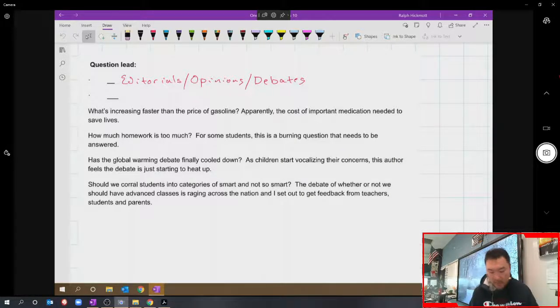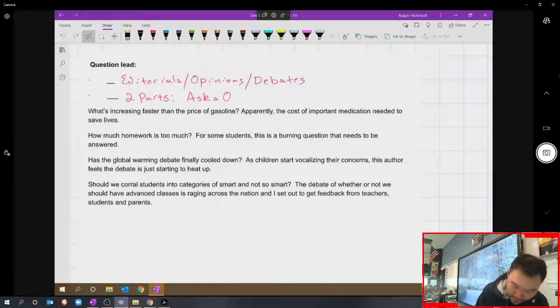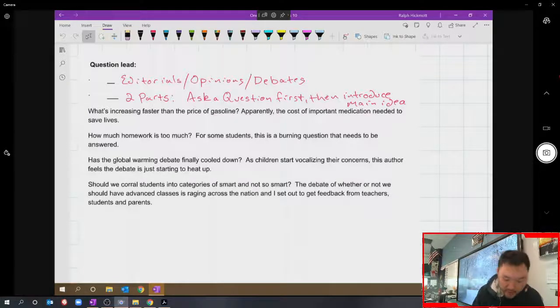But in all question leads, there are 2 parts you must master. If you don't use the 2 parts, your question lead is ineffective. It just flat out falls apart. So the 2 parts are, you always have to ask a question. Well, that's what a question lead is. Ask a question first, then your second sentence introduces the main idea. If you follow these 2 major parts, you will have an impactful question lead. You can't just ask a question. You have to introduce your main idea following the question.